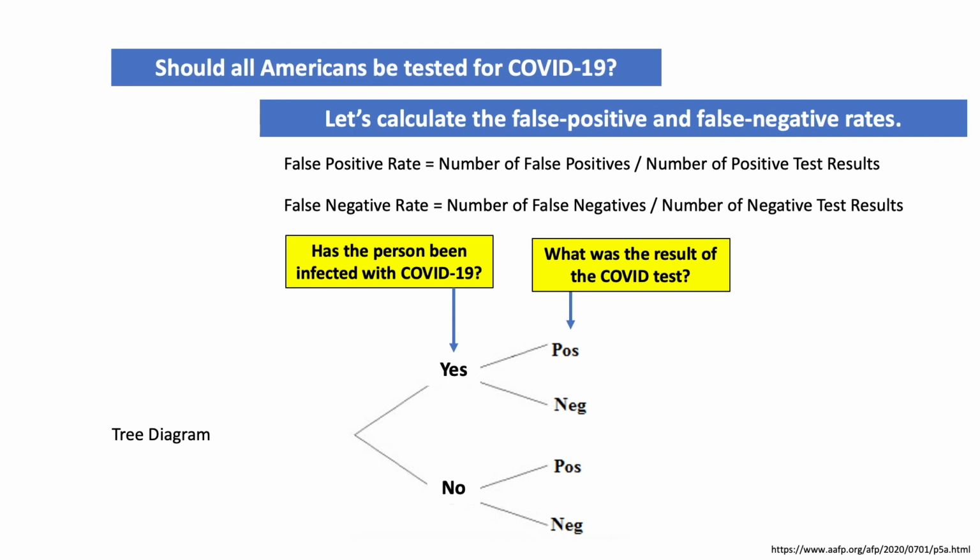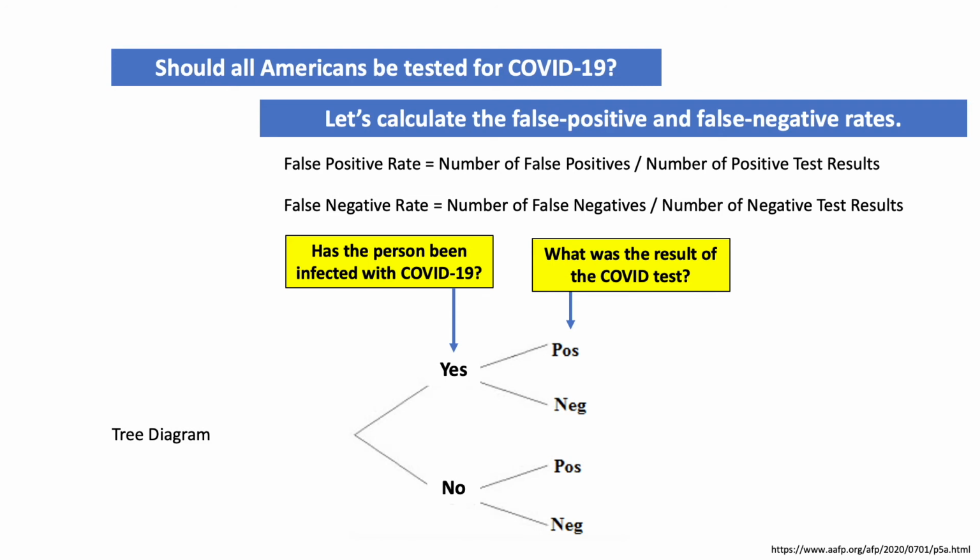We're going to use a tree diagram to calculate these probabilities. You can see the formulas up at the top. The false positive rate is the number of false positives divided by the total number of positive results. So of all those positive results, what fraction of them are false positives?